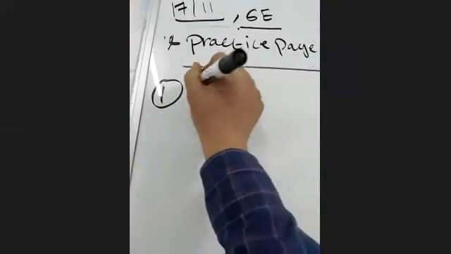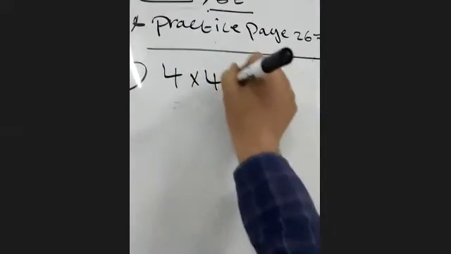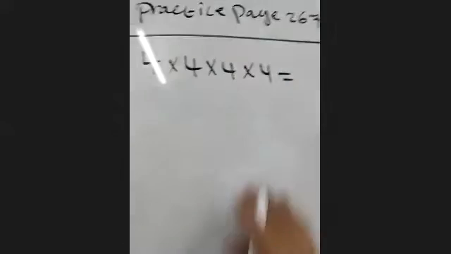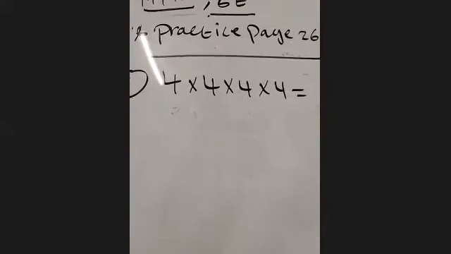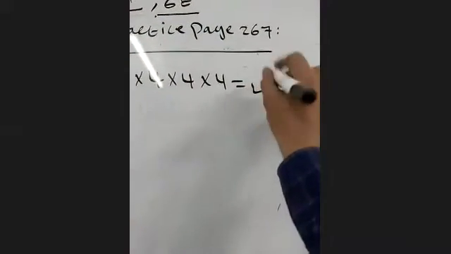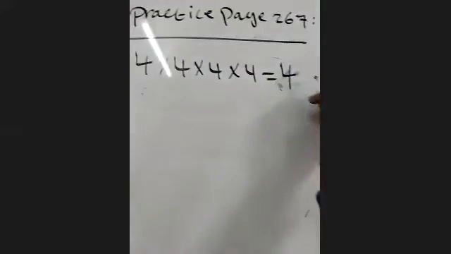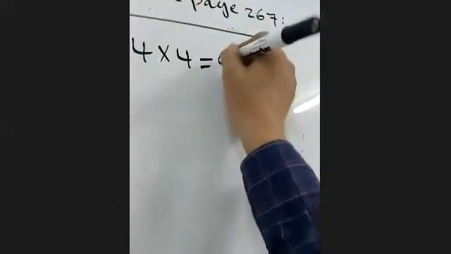Write each product using as an exponent. Number 1, 4 multiply 4 multiply 4. Good. Can you write it as exponentials? Yes, 4 to the power of 3. Oh, we have 3 fours, not 4 fours. Okay, sorry. 4 to the power 3.